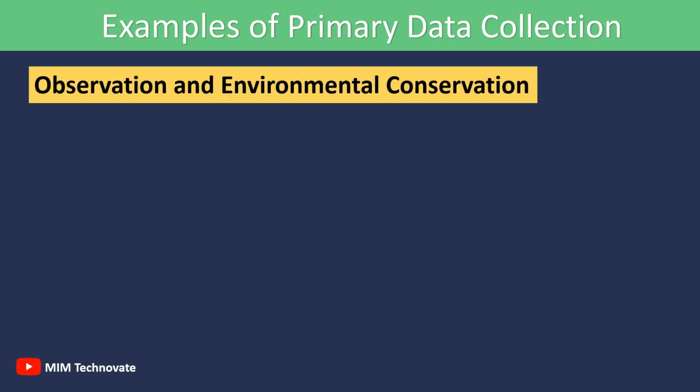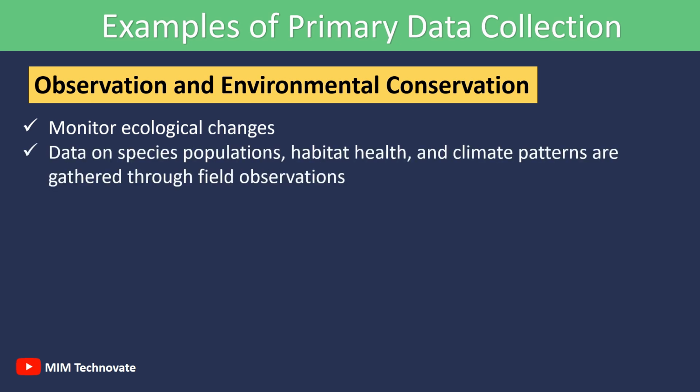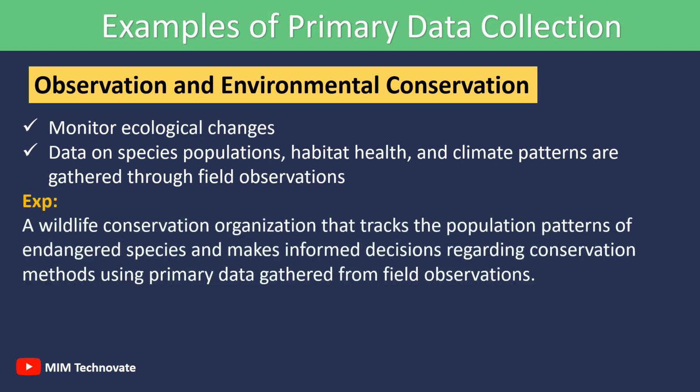Observation and environmental conservation. Environmental scientists use primary data collection methods to monitor ecological changes. Data on species populations, habitat health, and climate patterns are gathered through field observations. For sustainable resource management and conservation initiatives, this information is important. For example, a wildlife conservation organization tracks the population patterns of endangered species and makes informed decisions regarding conservation methods using primary data gathered from field observations.